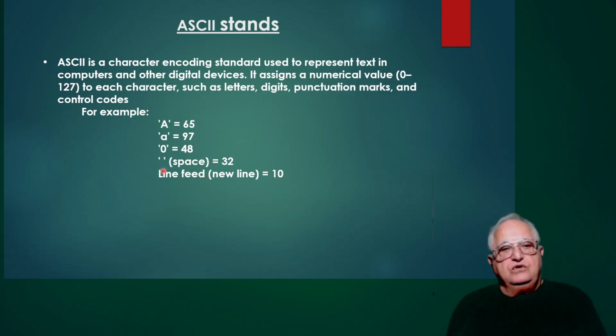Basically, what it amounts to is if you want to send a character to a controller, you send a number, an ASCII number that represents that character. For example, if you want to send a capital A to the controller, you send a 65. If you want to send a lowercase a, then you send a 97.